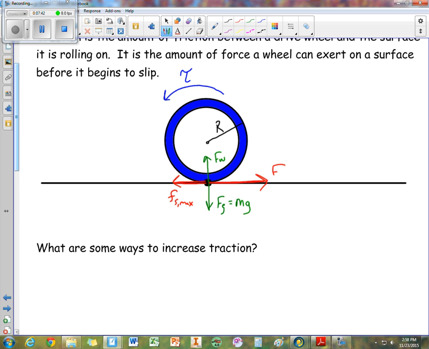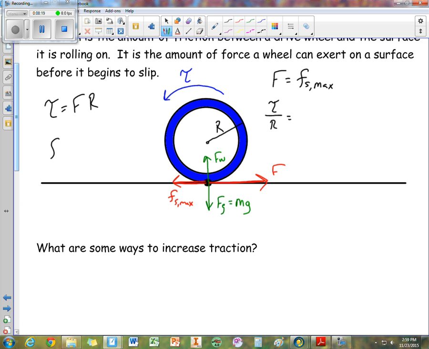So we can do a little bit of math with this. We want this to stay in equilibrium. So what we want is this force to be equal to the maximum static friction. When this happens, we are at the maximum amount of traction we can have right before the wheel begins to slip. Torque, remember, is a force times lever arm distance, and in this case, lever arm distance is the radius. So this force equals torque divided by the radius.